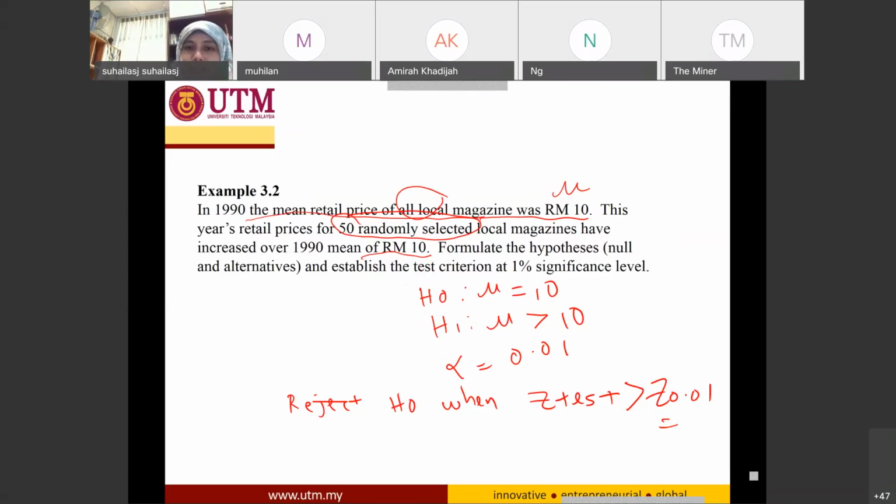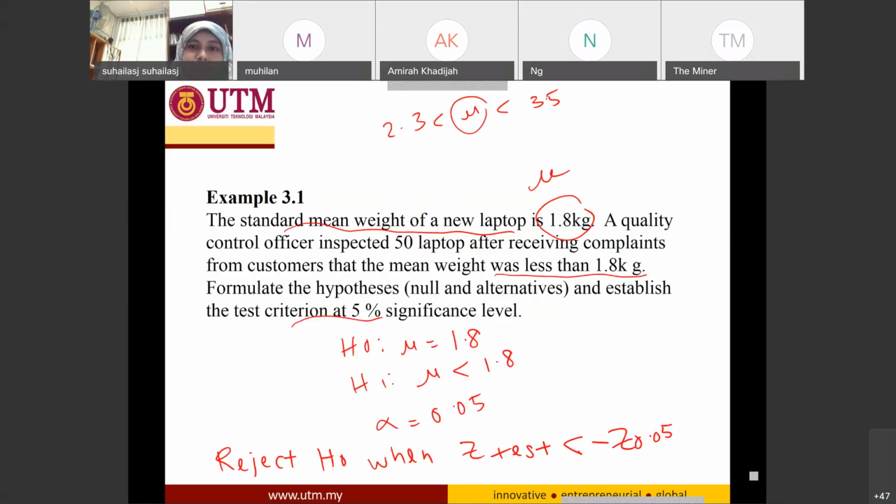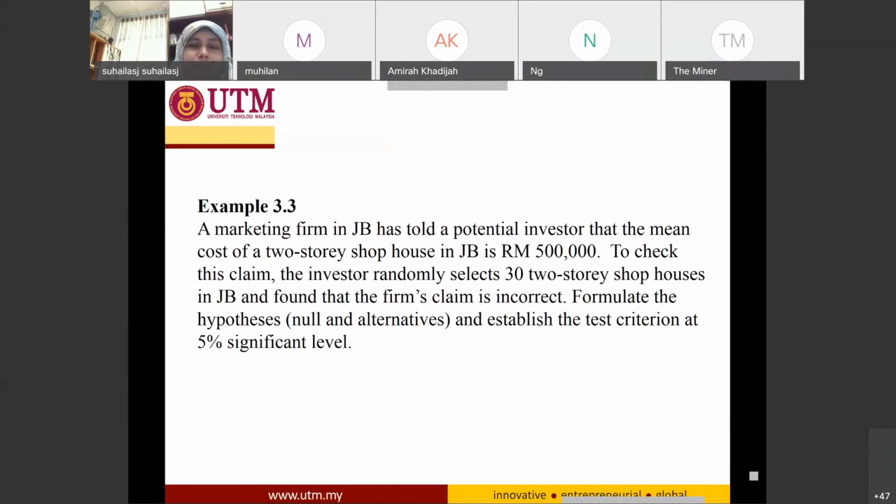Yang tadi dia ada perkataan less than. Okay, dakwaan daripada customer, benda tu adalah less than. So kita nak test hypothesis tu. Betul ke tidak? Kita nak reject ataupun kita nak accept your null hypothesis. Okay. So this one, marketing firm in JB has told a potential investor that the mean cost of a 2-story shop house in JB is RM 500,000. Okay, to check this claim, the investor random select 30 2-story shop houses in JB and found claim is incorrect.